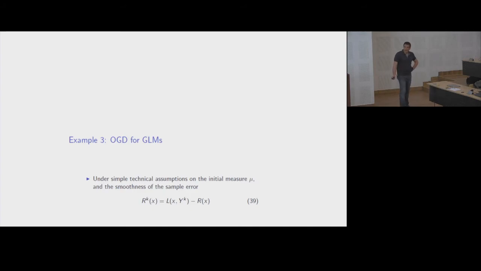So let's look at the natural assumptions. You need a simple technical assumption on the initial measure. I won't go there, but if you take a uniform measure on the sphere, because you take something random, it would satisfy them.